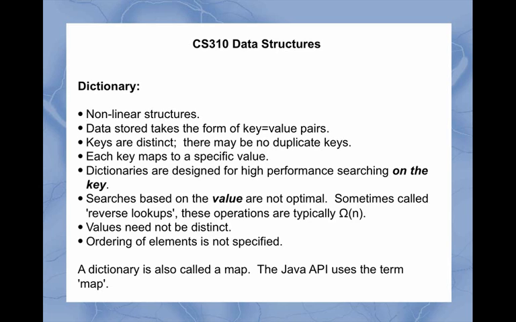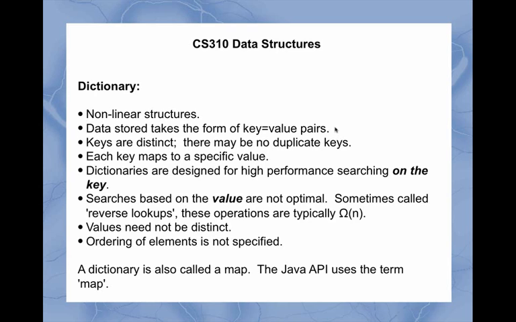However, that's not the case with dictionaries. Also, dictionaries have two parameterized types instead of one. Your data takes the form of key equal value pairs. This is an important idea. The key indicates, points to, or is a way to find the value for the dictionary. Keys are distinct, that is, there cannot be any duplicates. And each key maps to a specific value, or allows you to find a specific value.